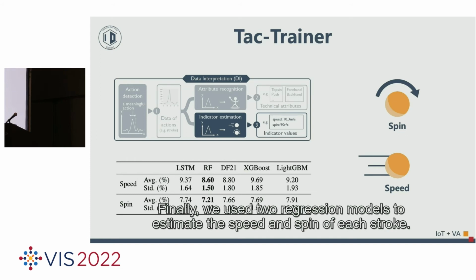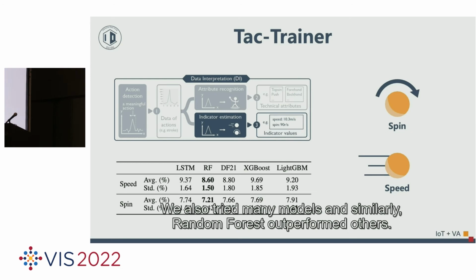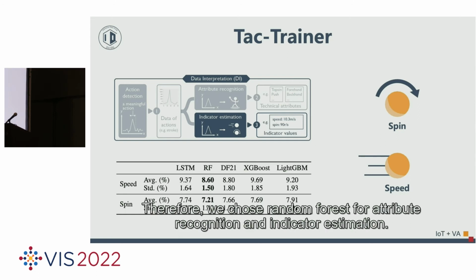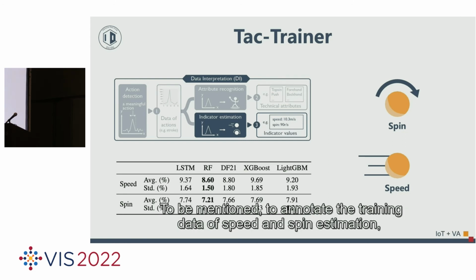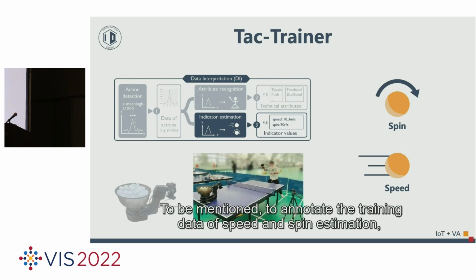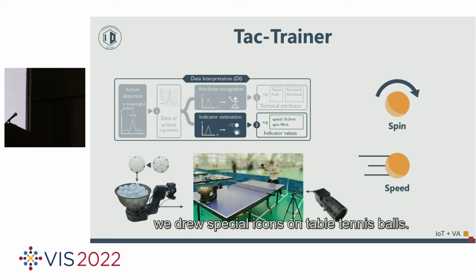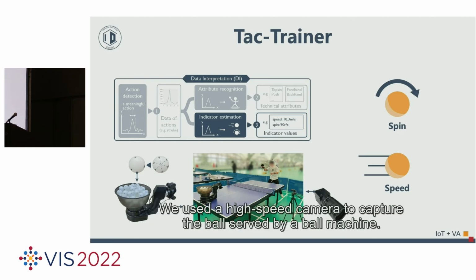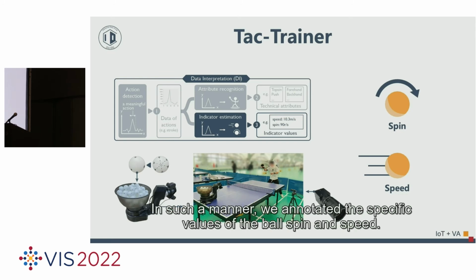Finally, we used 2 regression models to estimate the speed and spin of each stroke. We also tried many models and similarly, random forest outperformed others. Therefore, we chose random forest for attribute recognition and indicator estimation. To be mentioned, to annotate the training data of speed and spin estimation, we drew special icons on the table tennis balls. We used a high-speed camera to capture the ball served by the ball machine. In such a manner, we annotated the specific values of the ball spin and speed.